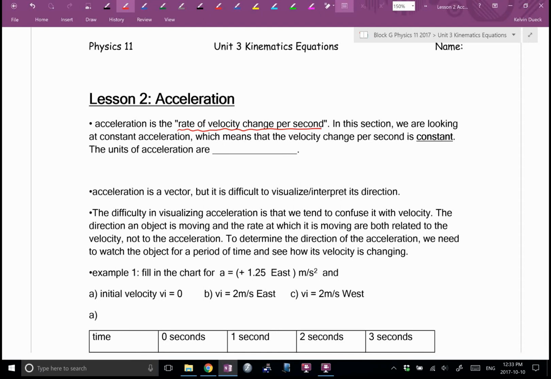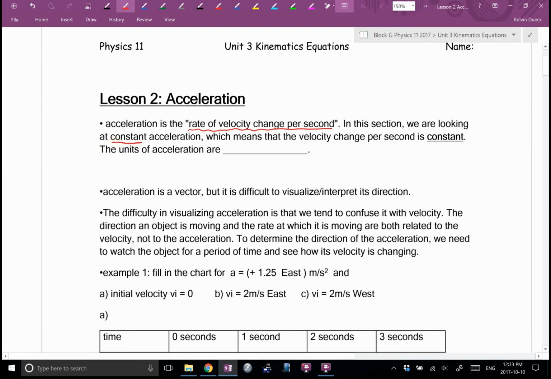In this section, in fact, really all of this year, we're going to look at constant acceleration. We're going to let you hit the brakes. We're going to let you hit the gas. But once you hit the brakes, we're not going to let you press harder or softer. Or once you've hit the gas, floor it even more or ease up. We're going to have a constant acceleration because that makes the math nice.